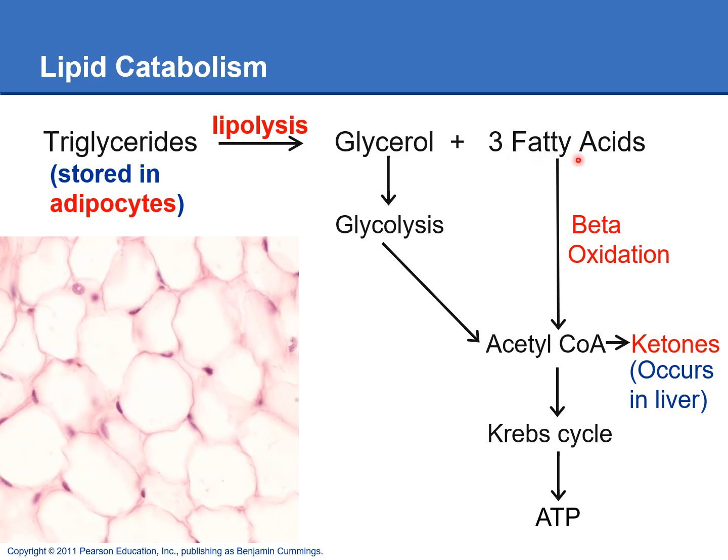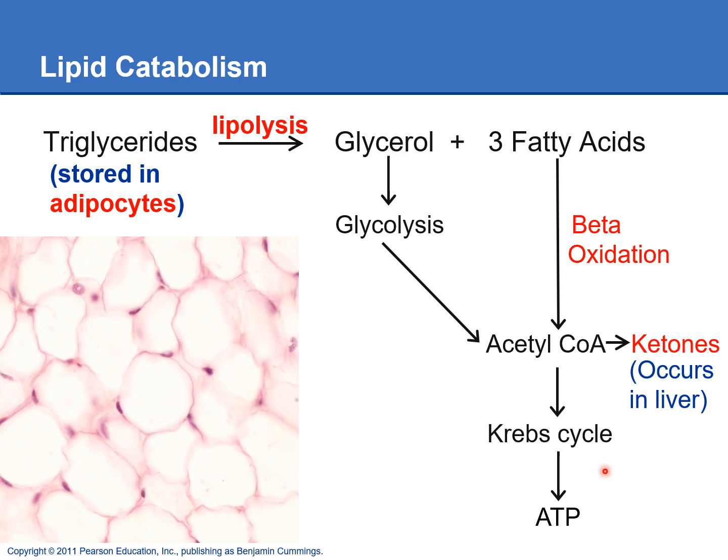The fatty acid chains are really long, and so we need to break them into little 2-carbon pieces. So that process of breaking the fatty acid chains into little 2-carbon pieces, that's called beta oxidation. And the little 2-carbon pieces that are made is acetyl-CoA. So the fatty acid chains are made into a bunch of acetyl-CoA, which is then fed into the Krebs cycle, and then you can make a bunch of ATP from that.